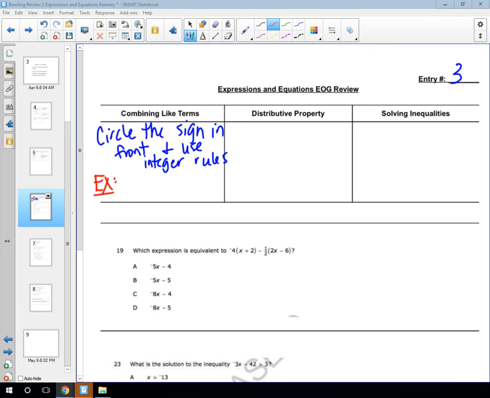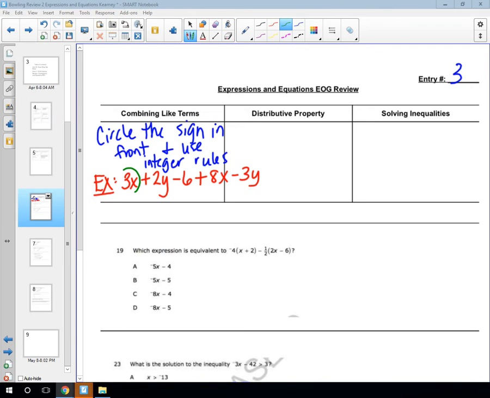Our example is 3x plus 2y minus 6 plus 8x minus 3y. Okay, so we want to go in, and I don't know if you remember, but when we first learned about combining like terms, we used different shapes to help us symbolize different like terms. So I'm going to circle all my x's first.